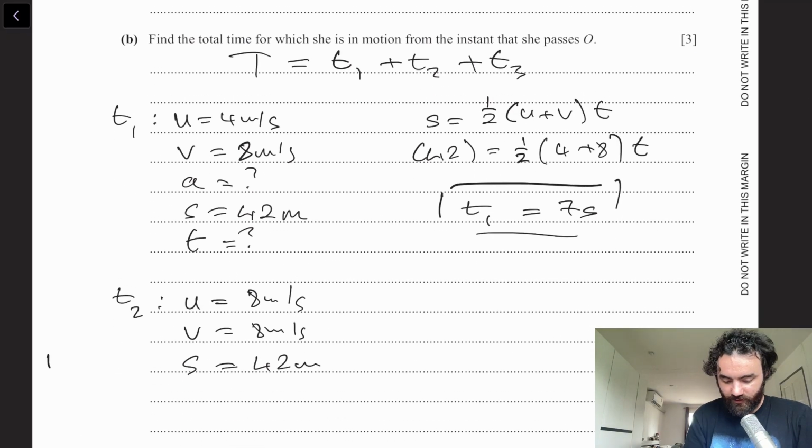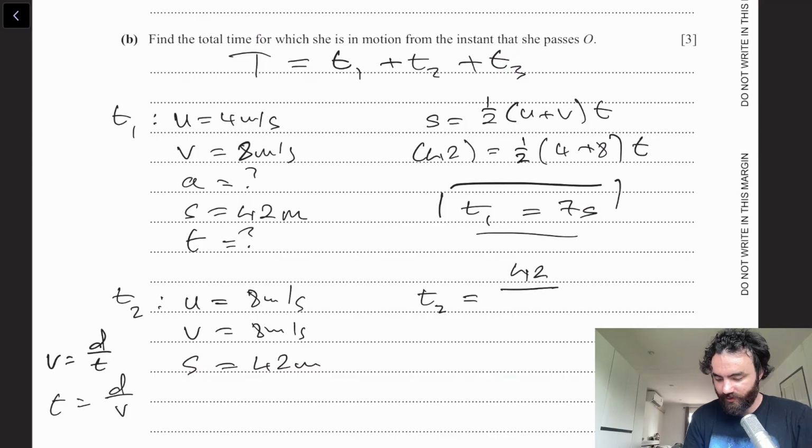So velocity equals distance over time, so time equals distance over velocity. So the time here, T2, will equal our distance, which is 42, over our velocity, which is 8. 42 divided by 8 is 5.25 seconds. Okay, we will be needing that too.